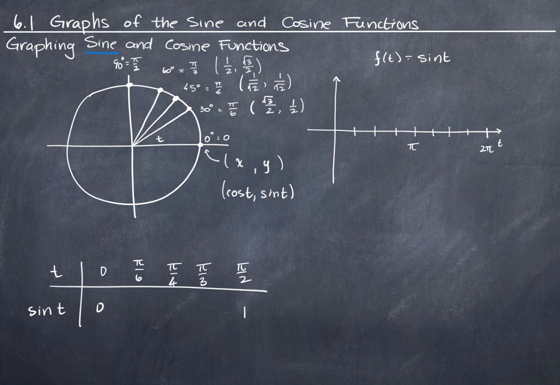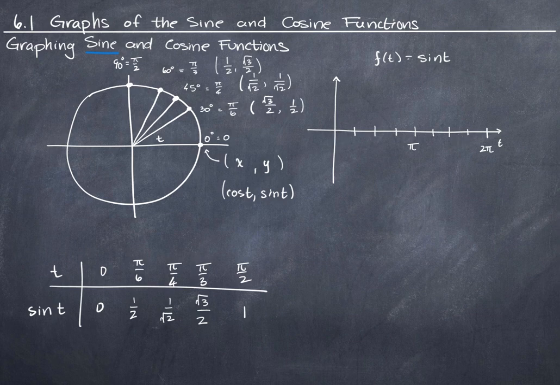So all I need to do for sine is to go in and pull out the y values for each of these coordinate pairs. And I can put those in my table here. Let's see, 1 over root 2 and root 3 over 2. And with that, I now have input, output values, and I can use that to graph the function.